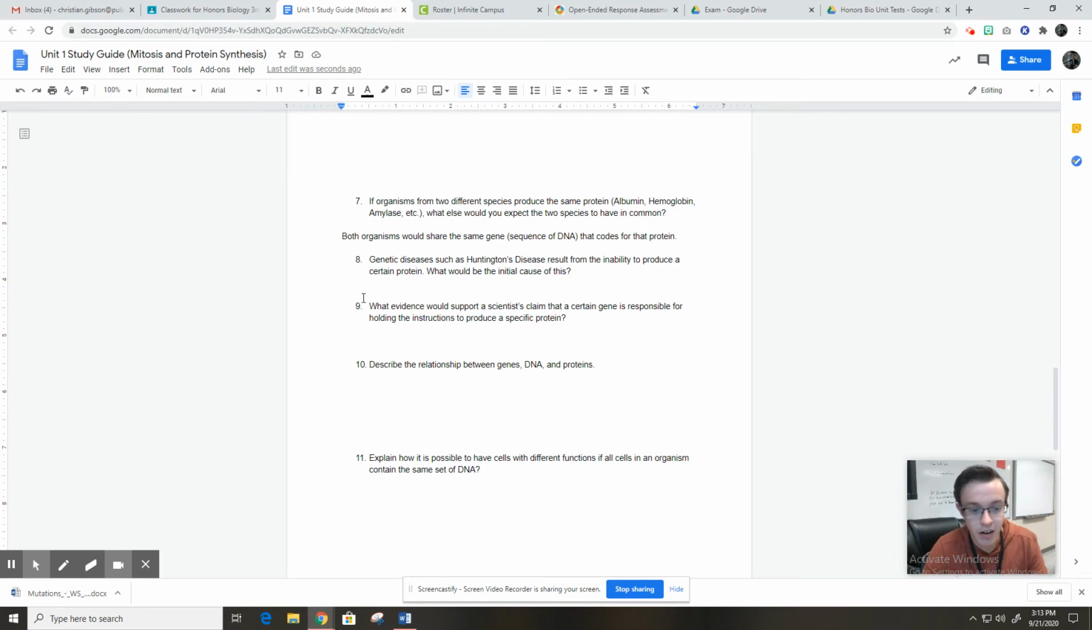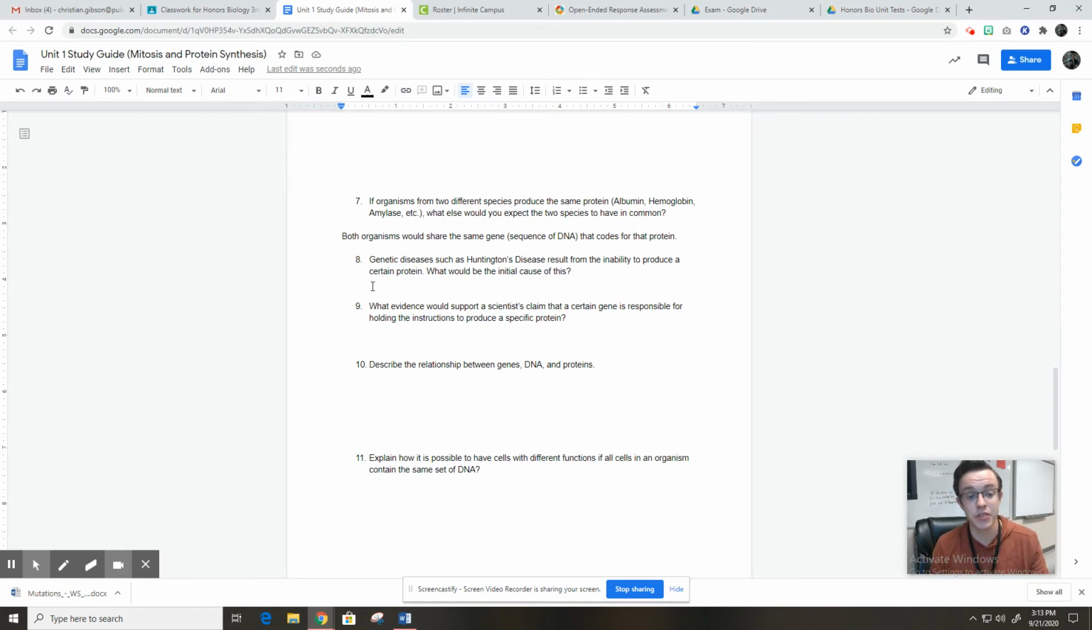We both share the instructions in our DNA to make that protein if we can both make that protein. All right, number 8, genetic diseases such as Huntington's disease result in the inability to produce a certain protein. So what would be the cause of this? So let's say, let's use that same cookbook analogy. Let's say I've got a cookbook and it's supposed to have a recipe for cheesecake in it, and I want to go home and I want to make a cheesecake. And I get home and half the page is torn out, and I can't make the correct kind of cheesecake because I don't have the correct recipe.